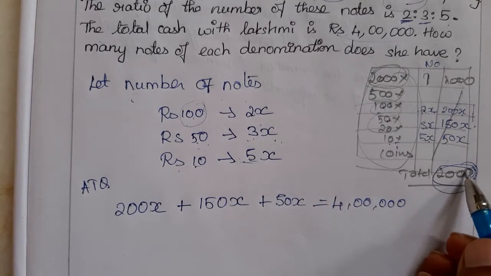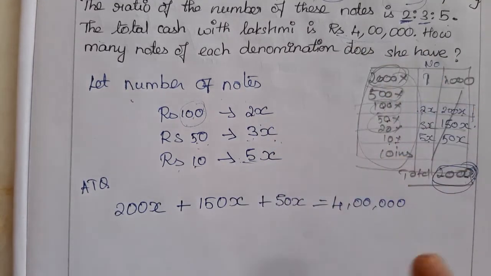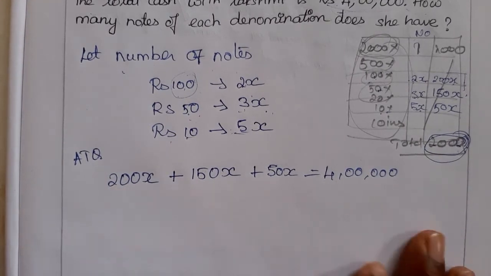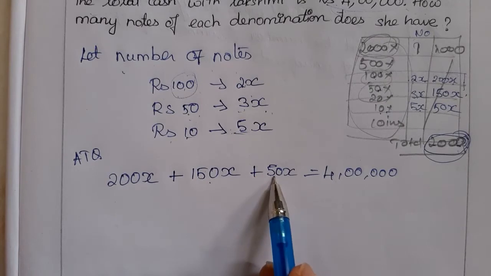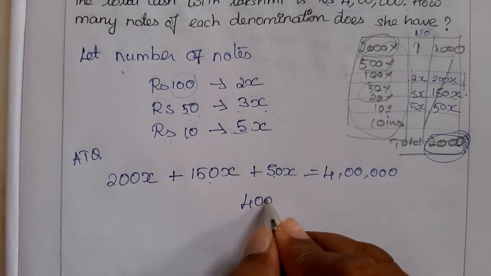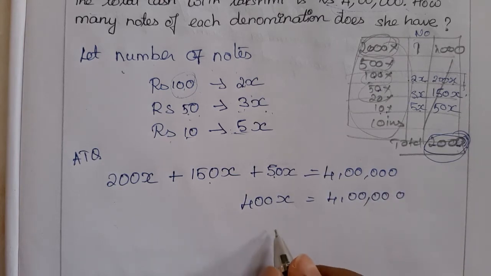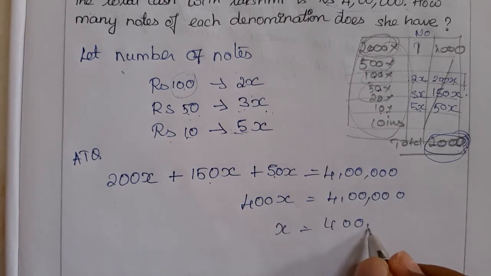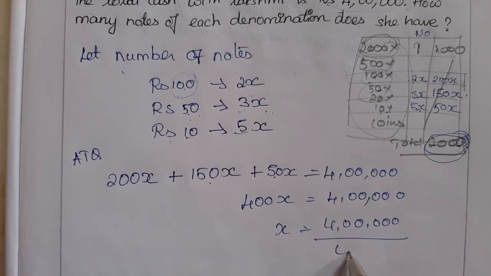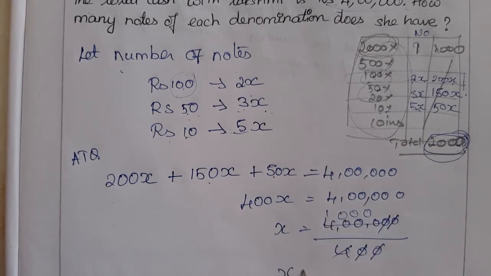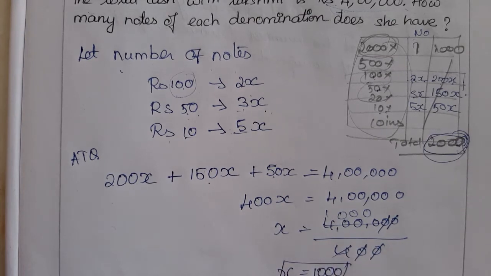Right? So this 200 I consider for an example, but in the question it is given as 4 lakh. Now it is linear. If we solve, we will get 200 plus 150 plus 50, which is 400x. So 400x is equal to 4 lakh. And if we divide, we get x is equal to 1000. So the common ratio is 1000.